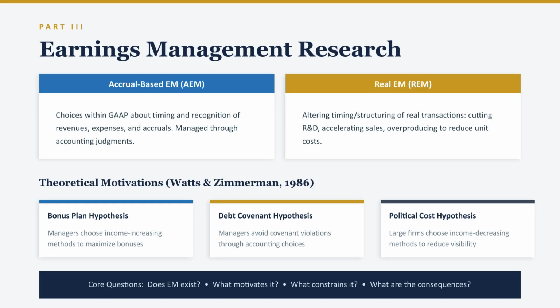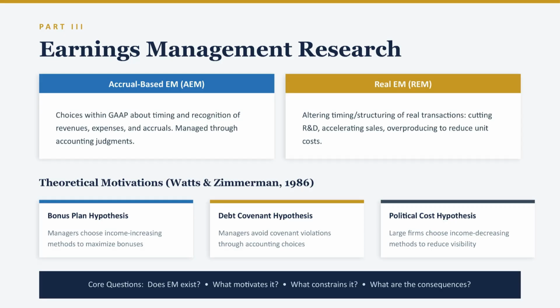Earnings management can occur through two primary channels. Accrual-based earnings management, AEM, which involves choices within GAAP about the timing and recognition of revenues, expenses, and accruals, and real earnings management, REM, which involves altering the timing or structuring of actual transactions such as cutting R&D, accelerating sales, or overproducing to reduce unit costs.